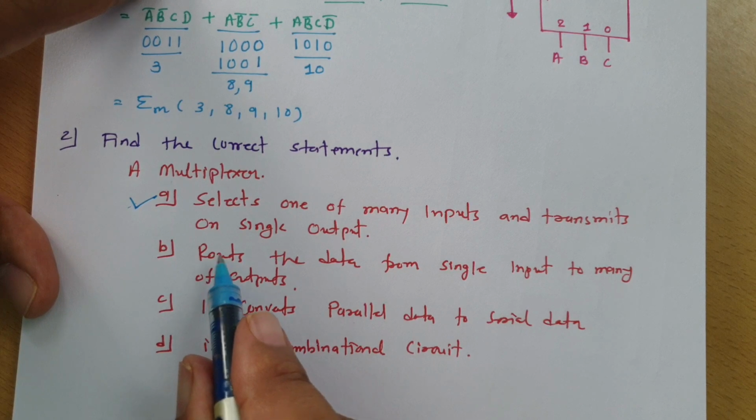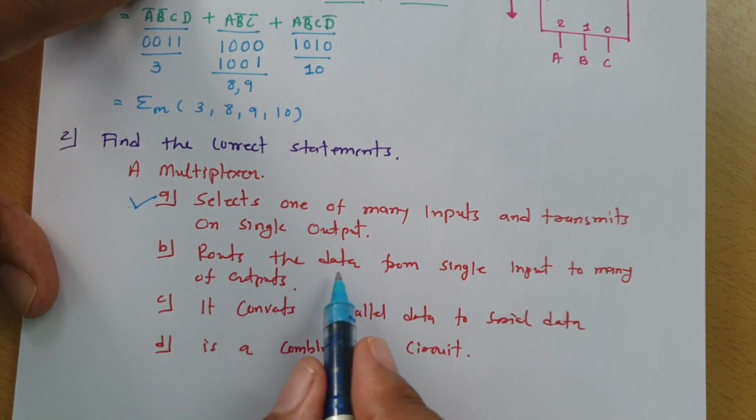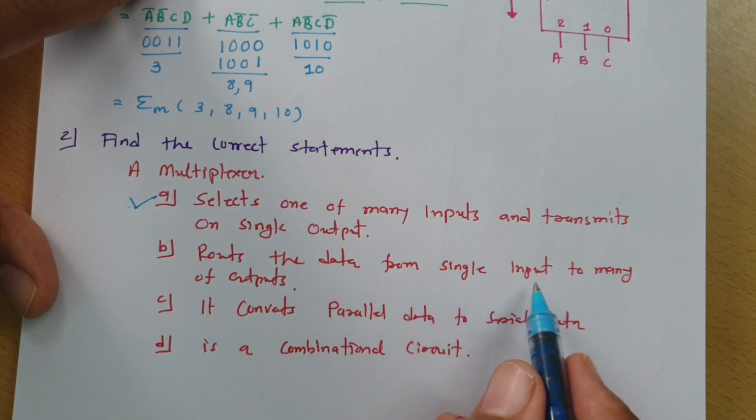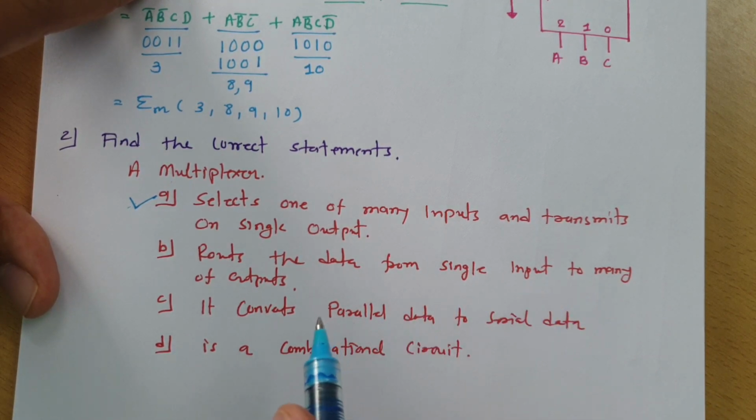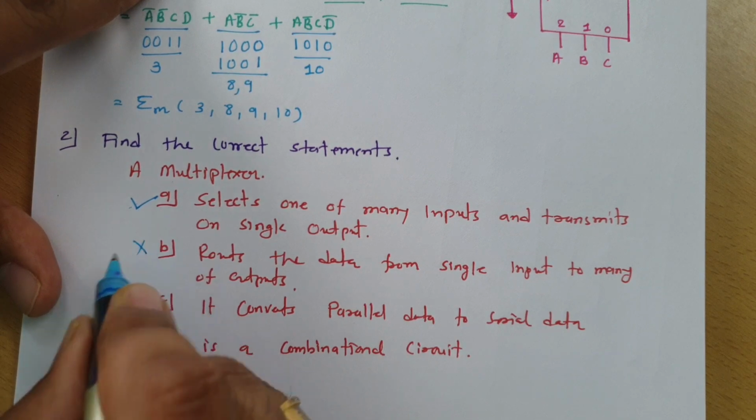Now you see another statement: a multiplexer routes the data from a single input to many outputs. So one should know, see, a multiplexer has only one output. It does not transmit data to many outputs. So this statement is false.